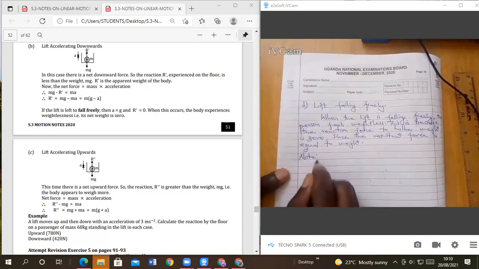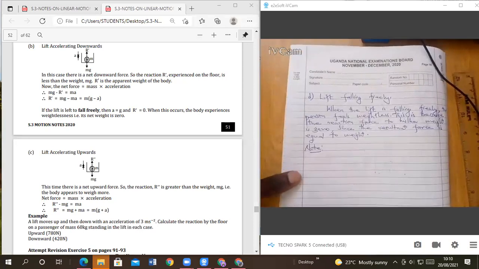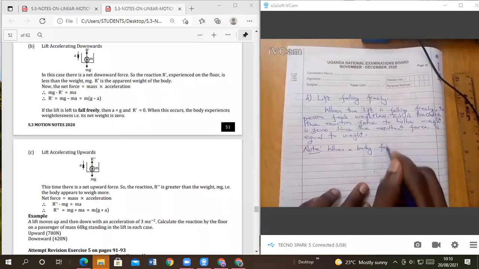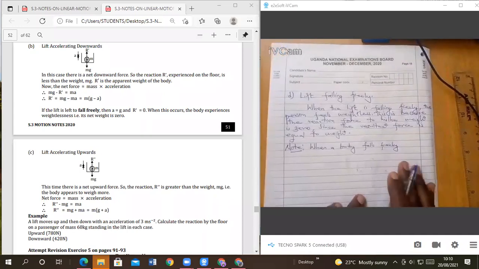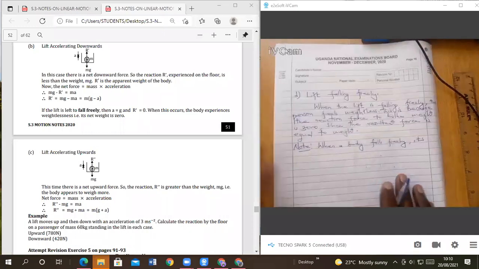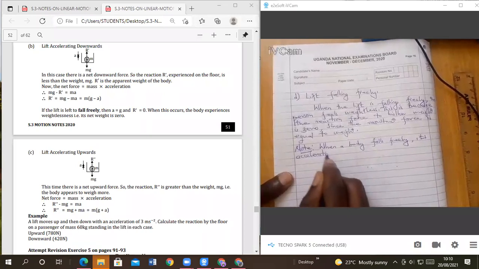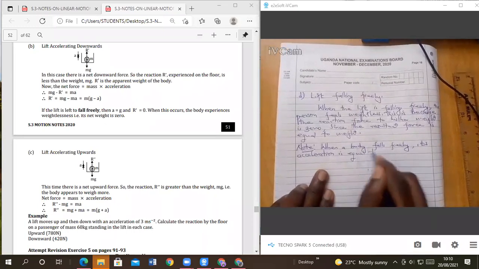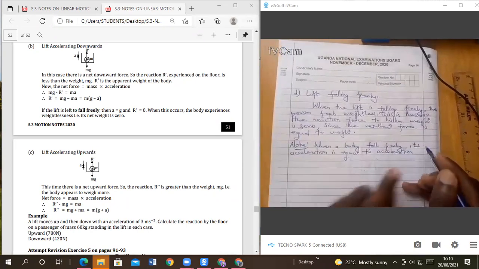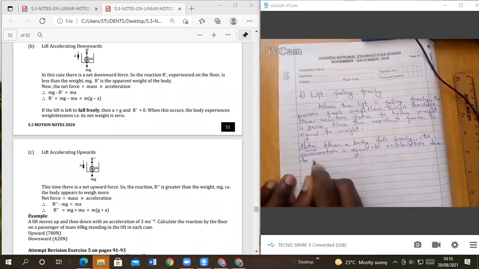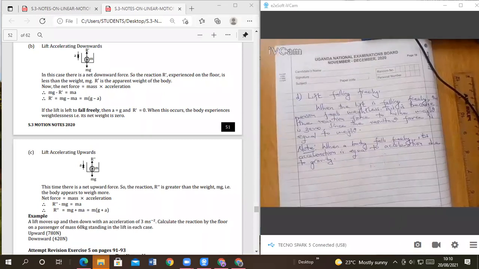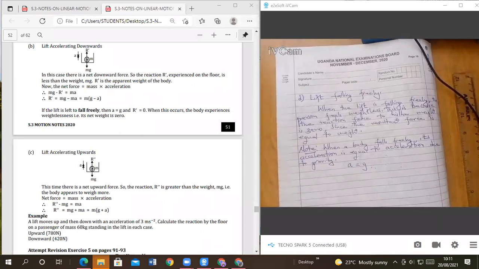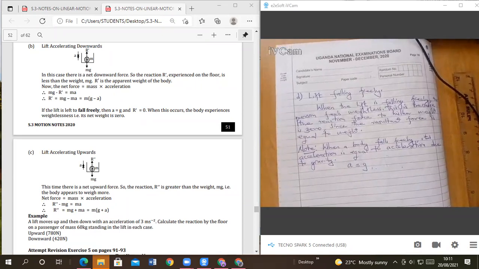When a body falls freely, its acceleration is equal to acceleration due to gravity. So we have seen that when we are looking at motion under gravity. When the body is just falling freely, the acceleration a will be equal to acceleration due to gravity, and since it's falling, it's going to be positive.